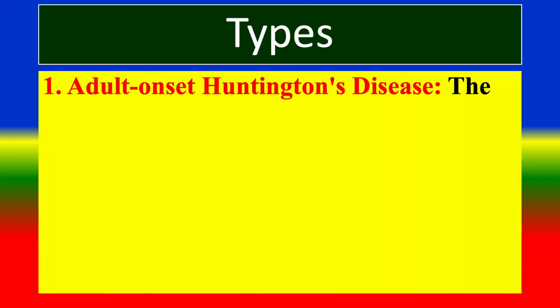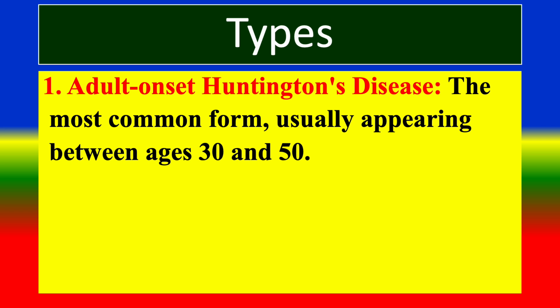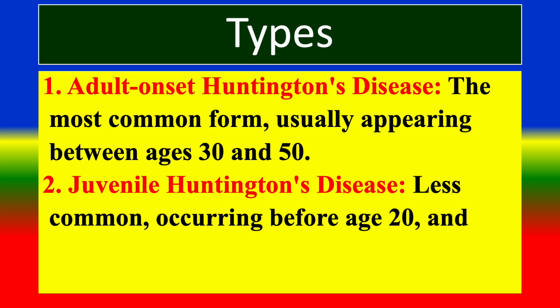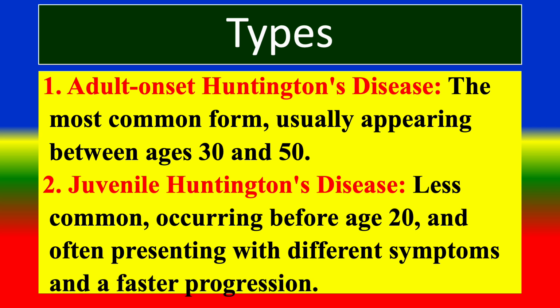Types. First, adult onset Huntington's disease, the most common form, usually appearing between age 30 to 50. Second, juvenile Huntington's disease, less common, occurring before age 20 and often presenting with different symptoms and a faster progression.